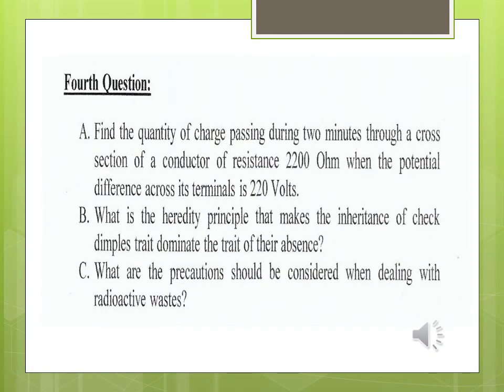Question 4. Find the quantity of charge passing during 2 minutes through a cross-section of a conductor when the resistance is 2200 ohm and the potential difference across its terminals is 220 volts. First, we have to get the current intensity by Ohm's law, V over R. So 220 over 2200 equals 0.1 ampere. And then Q equals I times t, 0.1 times 2 times 60 equals 12 coulomb.